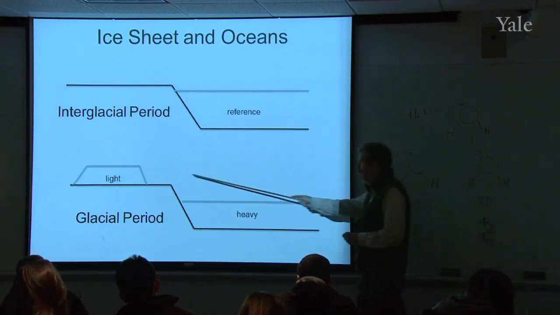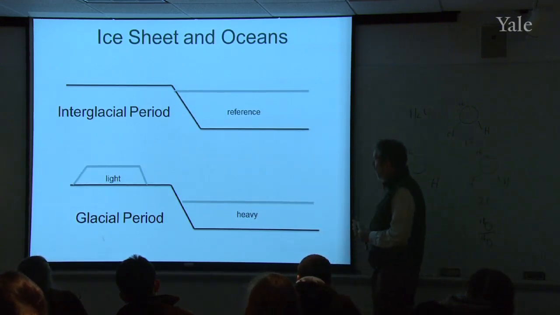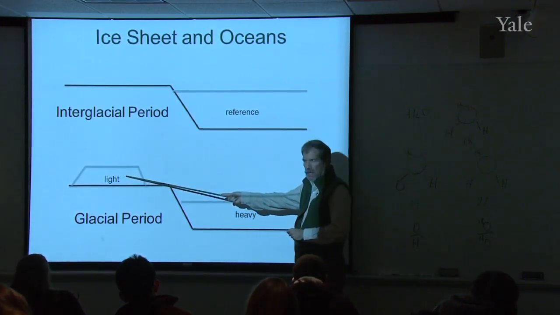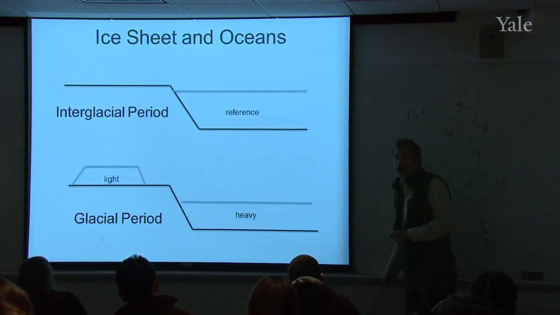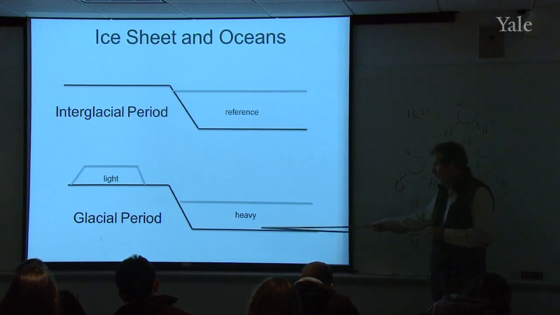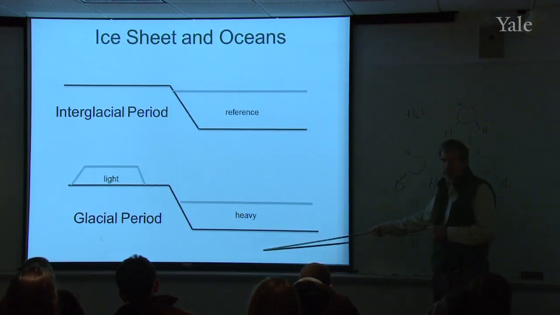We know that that water is lighter isotopically than the ocean, so you've stored light water on the continents, which means that the oceans are now isotopically heavier than they were before. And that's the signal we hope to see in the deep sea sediment cores.